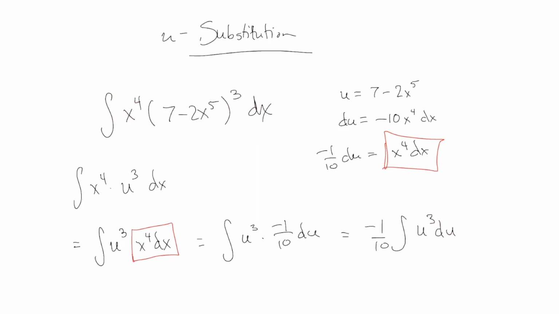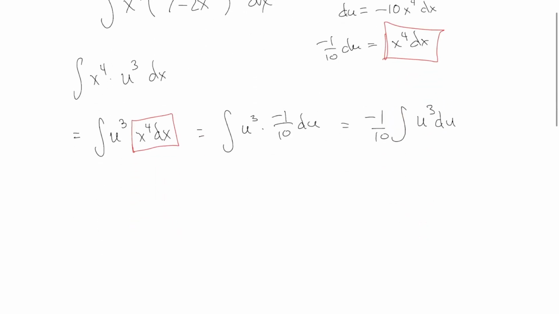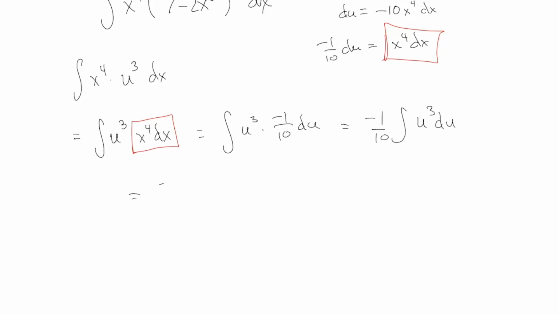Now we should actually do the antiderivative. The purpose of this is to simplify so that you can actually do the integral now. And this is just u cubed, which I do the antiderivative, it becomes 1/4 u to the 4. So this is minus 1/10 times 1/4 u to the 4.